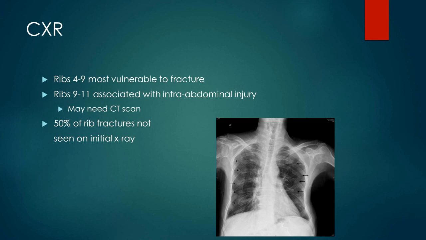So again, ribs 4 through 9 are most vulnerable to fracture. Ribs 9 through 11 are associated with some intra-abdominal injuries. You may need to CT those if there's high concern. And 50% of rib fractures are not seen on initial chest x-ray. So you can see here on this radiograph, the black arrow sign is showing you where all these rib fractures are.